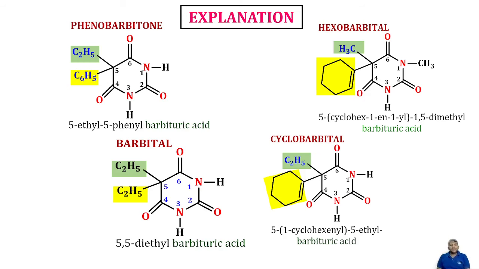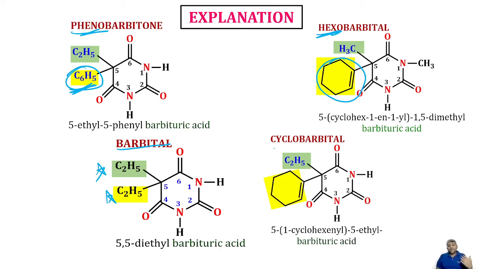As the name indicates, pheno means there is a phenyl group, that's why it is called phenobarbital. Next you have hexobarbital, meaning there is a hexane ring. Hexane ring means there is a single bond. Next you have barbital. Barbital means there are two ethyl groups. If one ethyl group and one phenyl group, it is phenobarbital. Next you have hexobarbital, meaning there is a hexane ring and one double bond.